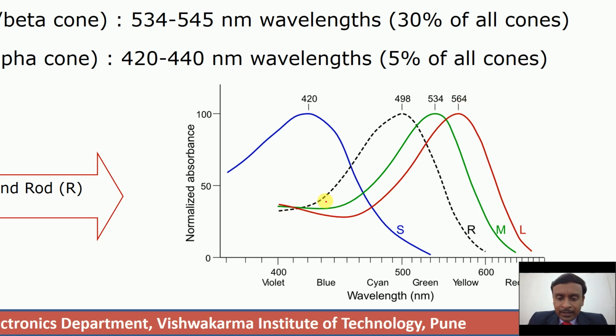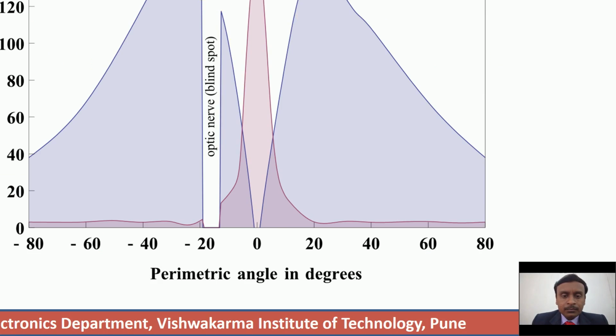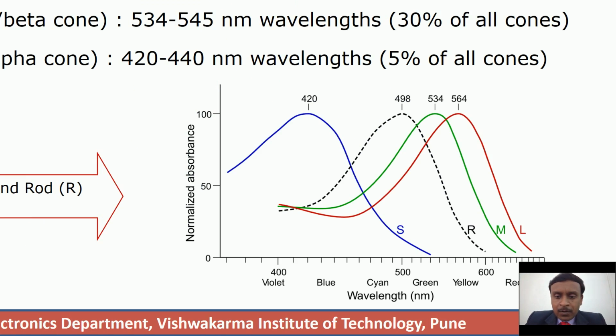We'll find a dotted line giving the maximum response at 498 nanometers, and this belongs to the first category of the sensor. So the dotted line corresponds to the response of the rods.